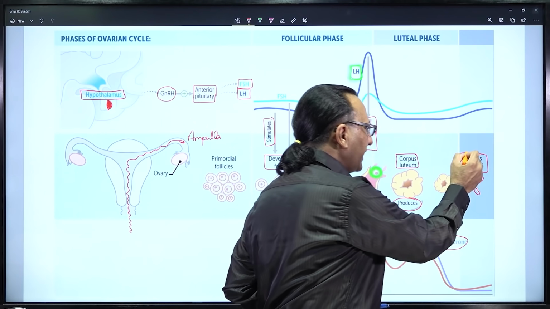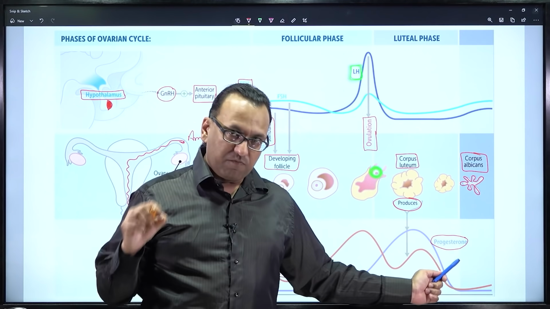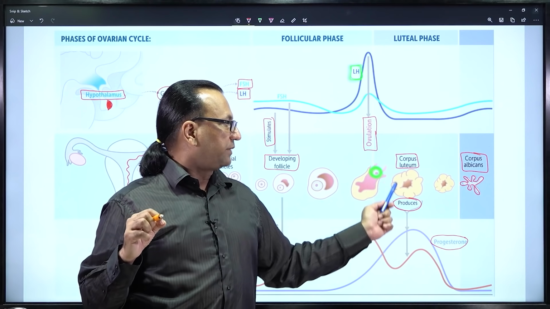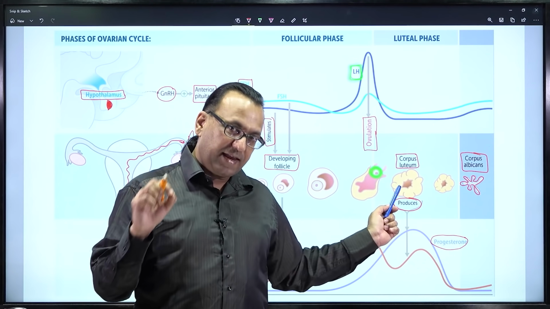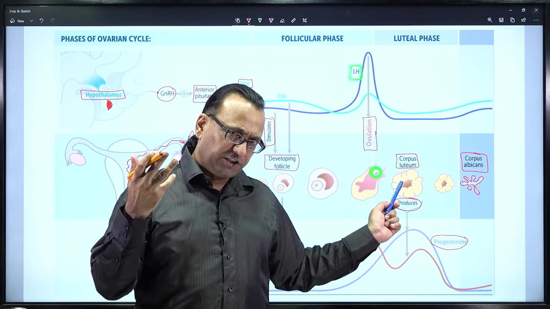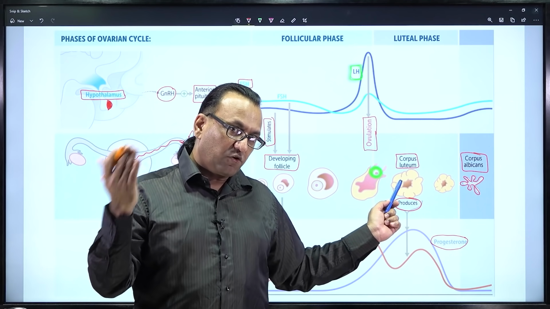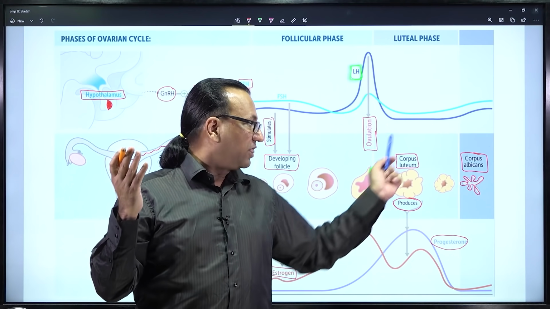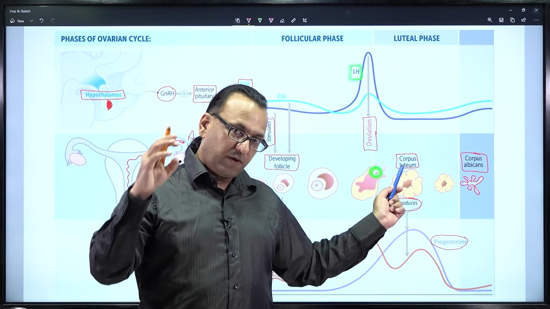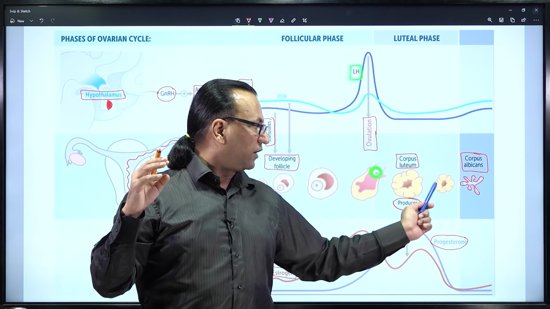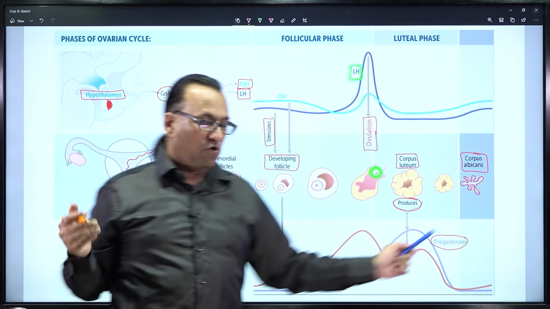So as we understand, for maintaining the pregnancy, we must have the corpus luteum persisting, and it can persist only if there was a conceptus. There will be secretion of HCG hormone, human chorionic gonadotropin, and that will keep the corpus luteum working. But in this case, we saw it was degenerating because there was no fertilization.